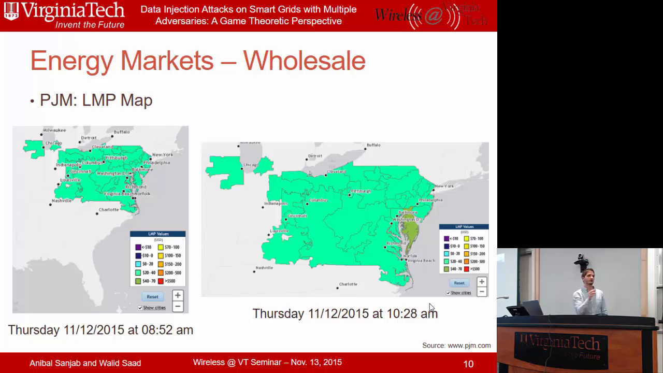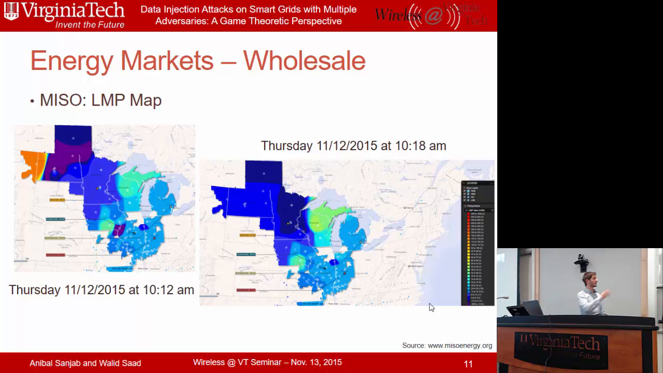Okay, this gives a big picture. If we go into details, of course, we'll find some congestion in some places. But if we look at the whole thing, it seems like the prices are almost equal everywhere. However, in the MISO, you can see a whole spectrum of prices, meaning that there's some congestion in some places, right?